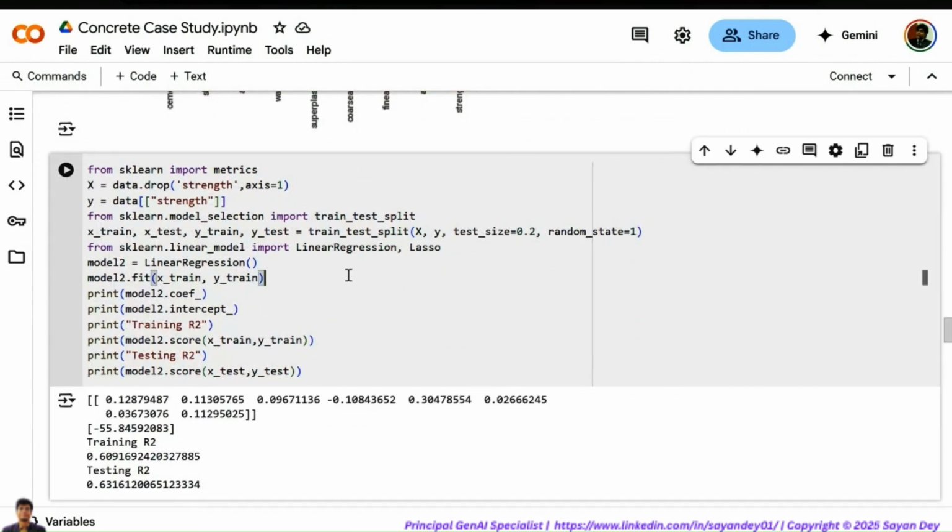Next up, we are just building the regression model. This is something everybody has done. You have split your data X and Y.